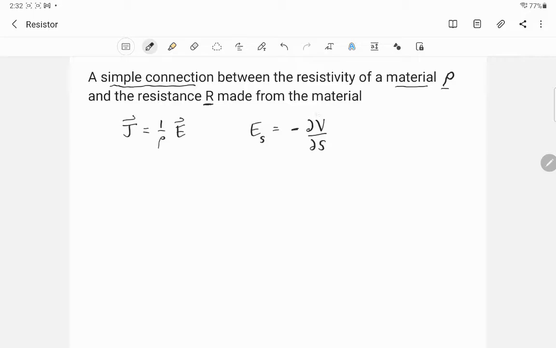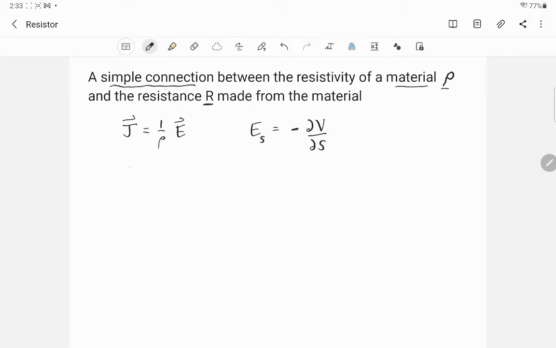And this right here is a fundamental description of the relationship between the electric field component in some direction called S and the derivative of the potential with respect to small changes in location in that direction S. And there's the associated minus sign. Okay, so with these two things, I'm going to give you a simple connection between resistivity and shape and resistance R. And so the way it goes is you do the following thing.